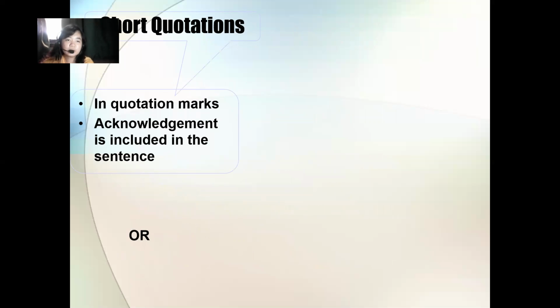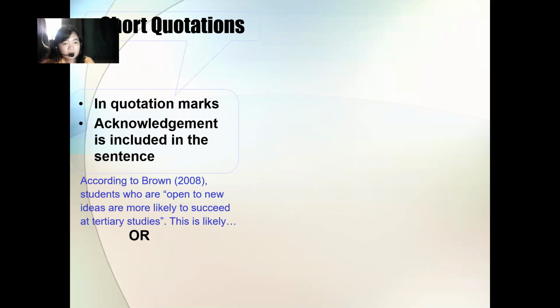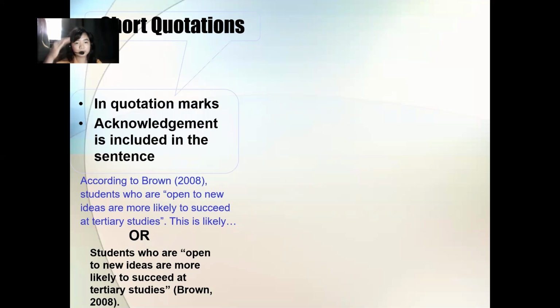Okay. In short quotations, in quotation marks, an acknowledgement is included in the sentence. For example, according to Brown, that is the name of the author, 2008 year published, comma, students who are, then the exact words of the author, open to new ideas are more likely to succeed at tertiary studies. You can also paraphrase this: students who are, and put according to Brown, to point out that it is according to this author.